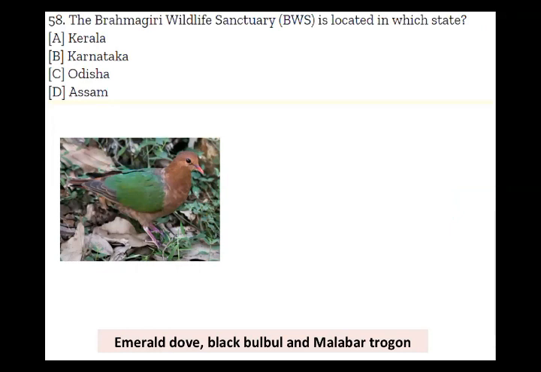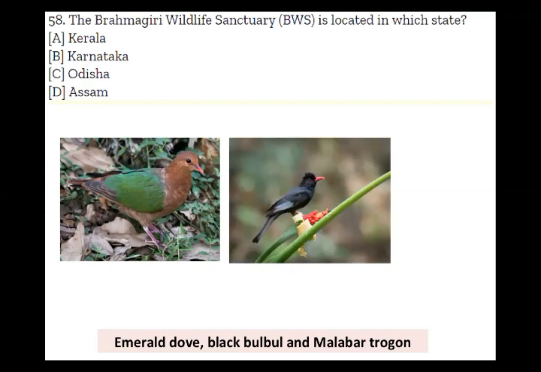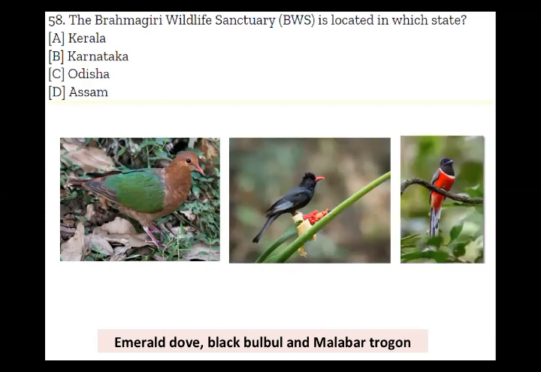Emerald dove, black bulbul, Malabar trogon. These are all bird species. And also this particular wildlife sanctuary harbors the richest diversity of avian fauna, of bird species.